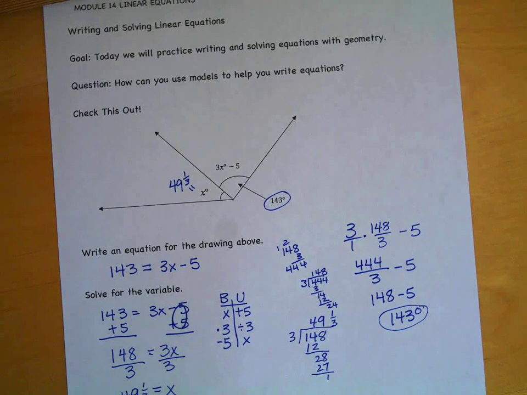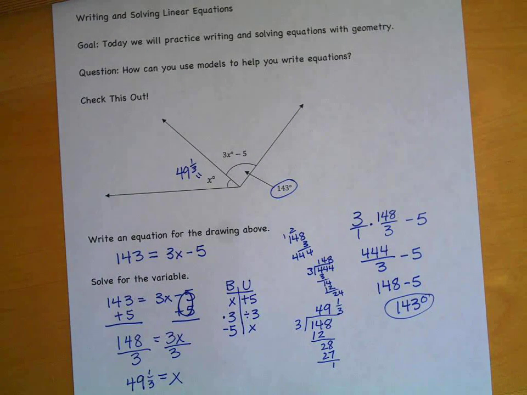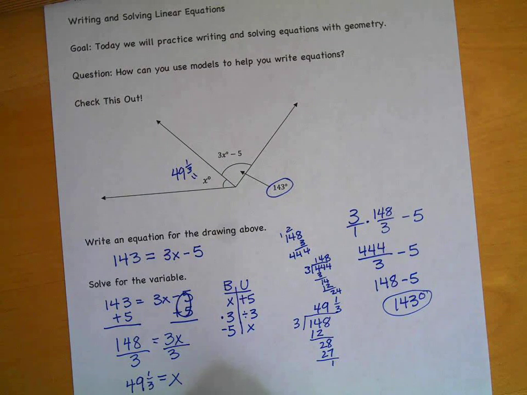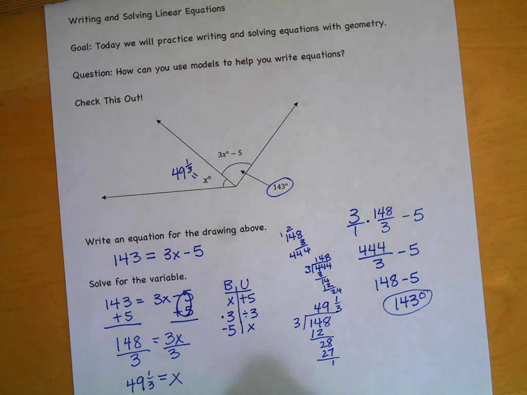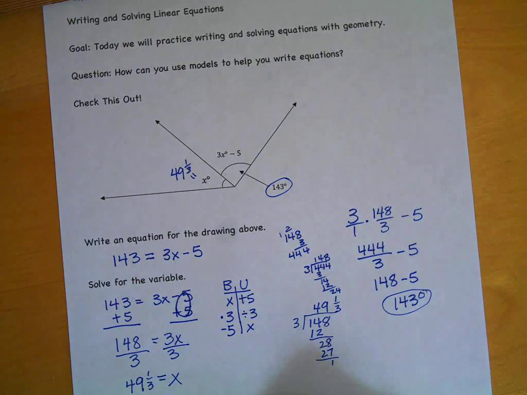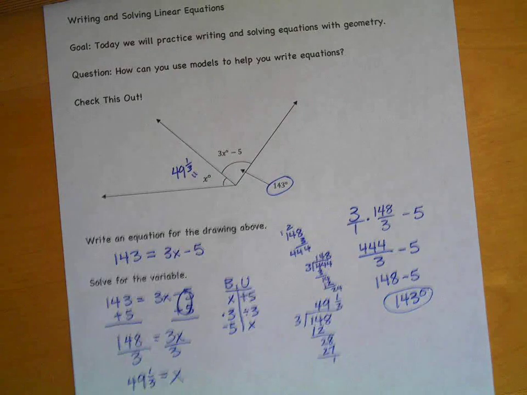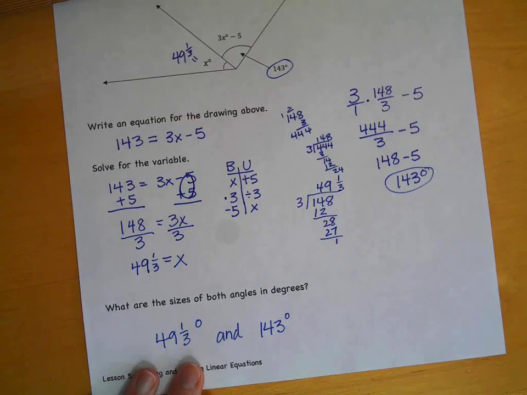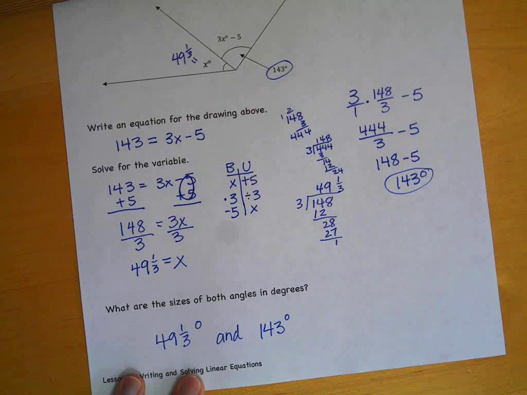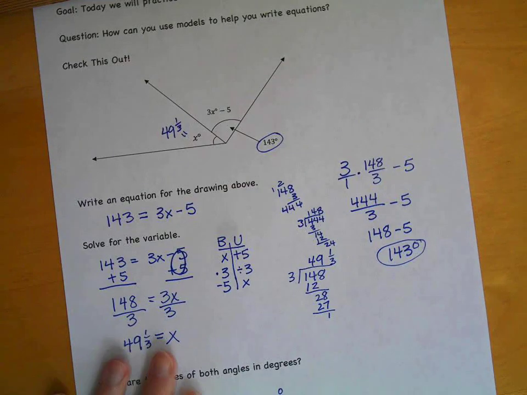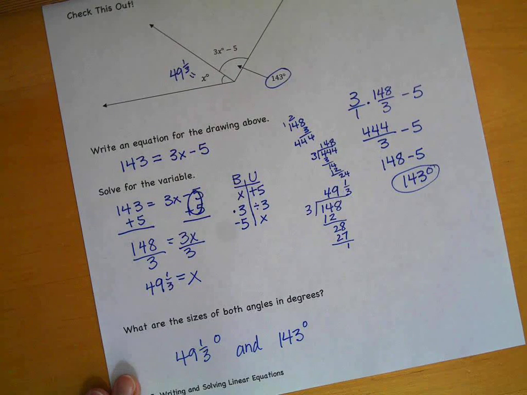So if we're answering the question, what are the sizes of both angles in degrees? The first little one is 49 1/3 degrees, and the other one is 143 degrees. Okay? All right, kiddos, that wasn't very difficult, was it? All you had to do is remember the steps of how to build an equation, then use your BU chart to solve for the value, and then go back in and figure out the sizes of both angles. That was pretty easy.